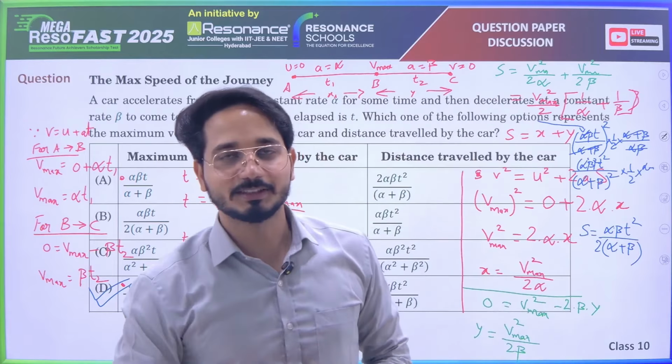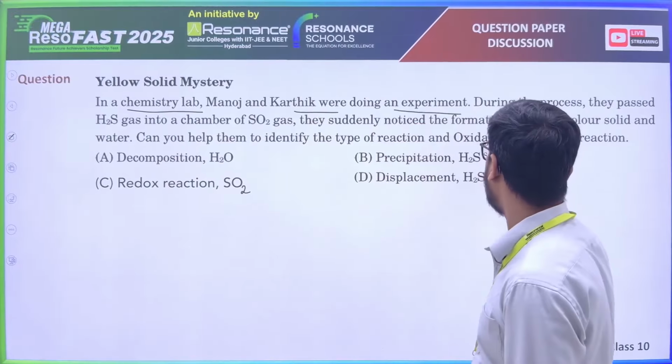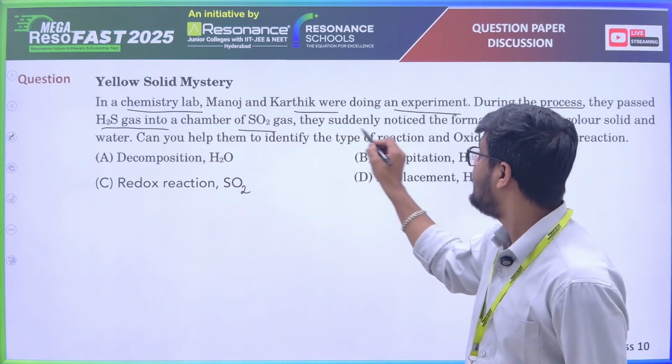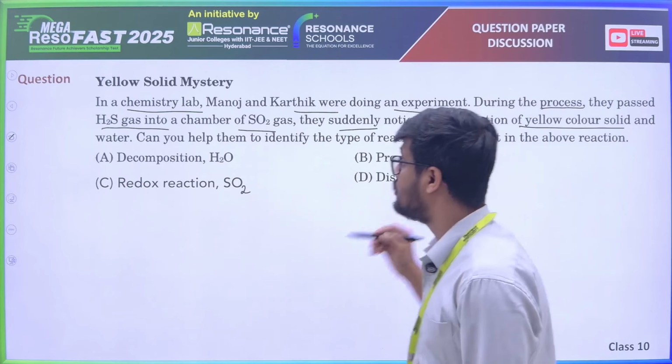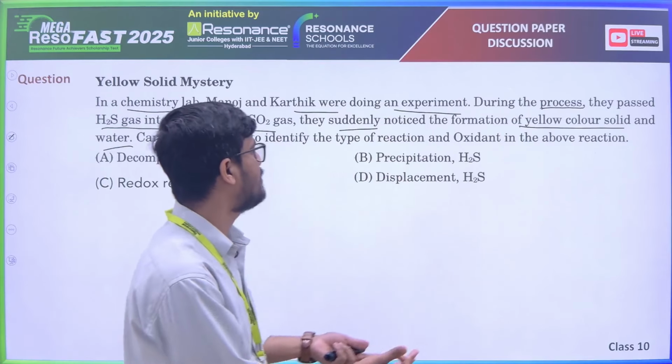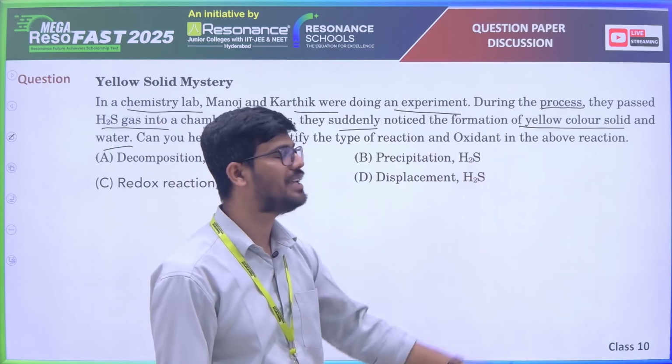That's all in physics. Hello my dear students, myself Dr. Srimanto Pal. Now we are going to discuss ResoFAST class 10 chemistry paper. So here we have the first question. In chemistry lab, Manoj and Karthik were doing an experiment. During the process, they passed H2S gas, hydrogen sulfide gas, into a chamber of SO2 gas. They suddenly noticed the formation of a yellow color solid and water. Can you help them to identify the type of reaction and oxidant in the above reaction?